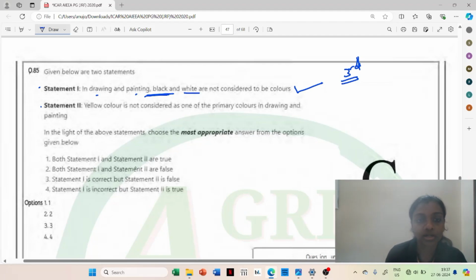Second statement: yellow color is not considered as one of the primary colors in drawing and painting. The second statement is false because we know the primary colors are red, blue, and yellow. So the second statement is wrong and the first statement is correct. Option is C.